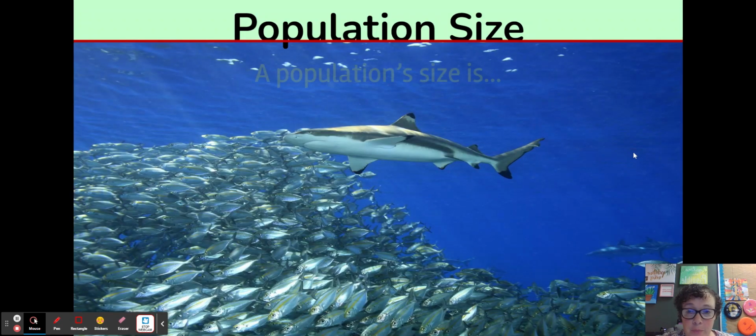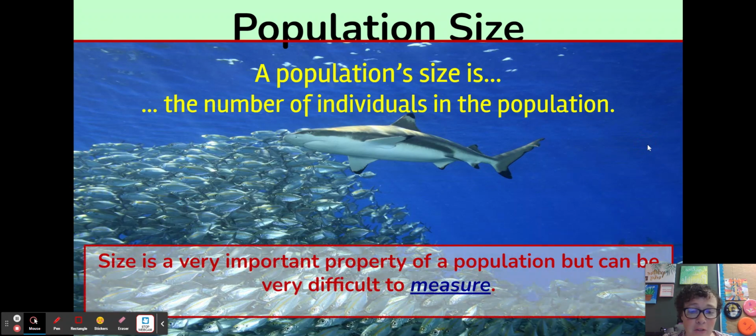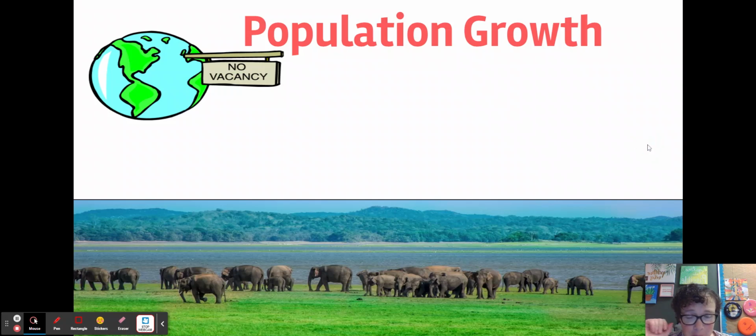All right, so let's get into it. When we talk about population size, we're talking about the number of individuals in a population. Those individuals all have to belong to the same species.